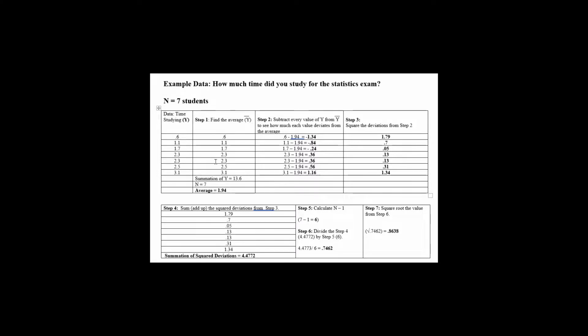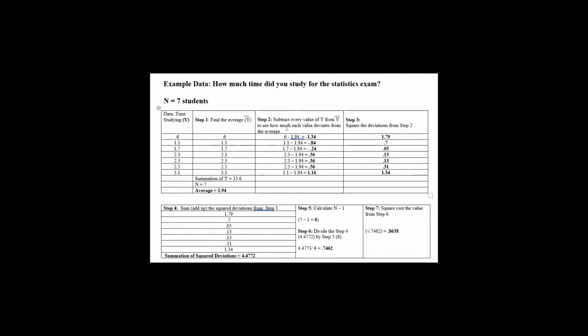So we're going to add up all these scores right here, and we're going to get 13.6. We have 7 observations, so 13.6 divided by 7. The average student studied for 1.94 hours. So that's step one, just find your average.